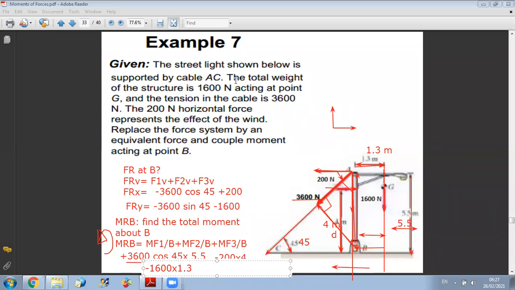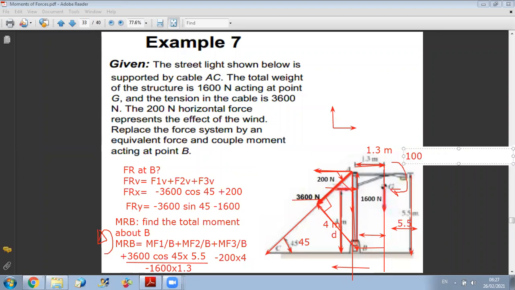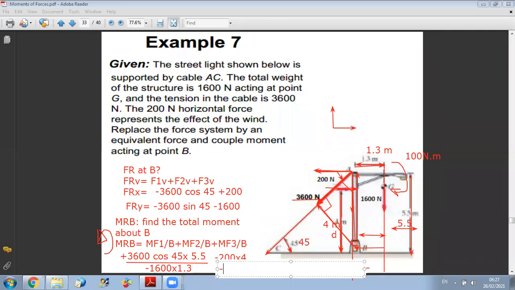Now I will just add something. In case I have a couple on the structure, for example, here, if they told me I have a couple here equal to, let's say, 100 Newton meter, what should I do? When I do sum of moments about B, I should add this couple. Since this couple is clockwise, it's a negative couple, so I add to my summation of moment of forces, I add minus 100. Any question on this?